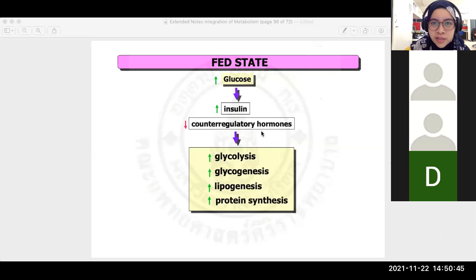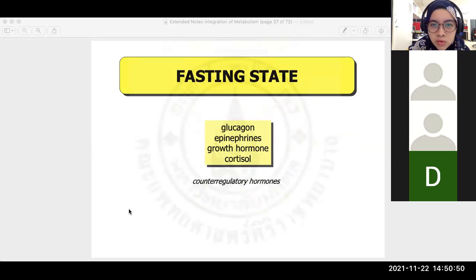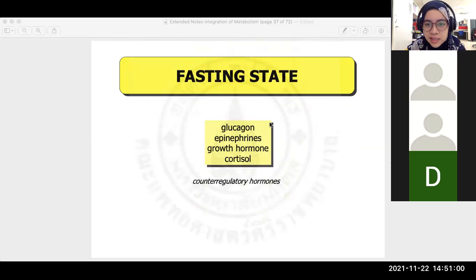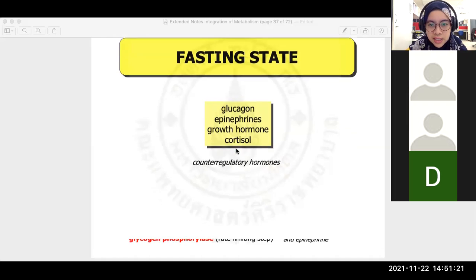Okay, so we have covered fed state just now. So now let's look into fasting state. Fasting state is generally the opposite of fed state. If fed state is all about high glucose level in blood, in fasting state we have low or reduced blood glucose level. These are the important hormones in fasting state, which are glucagon, adrenaline or epinephrine, growth hormone, and also cortisol. But you can only focus on glucagon and also adrenaline.